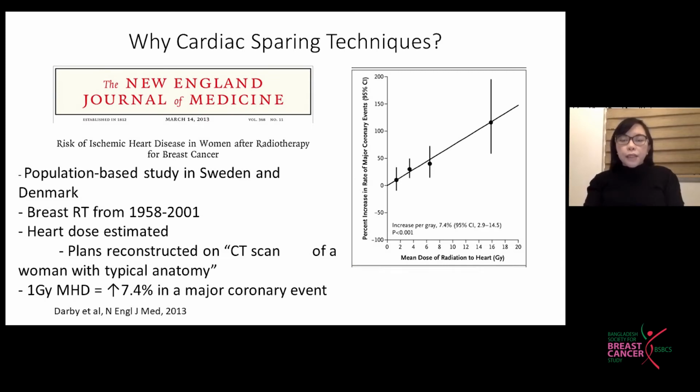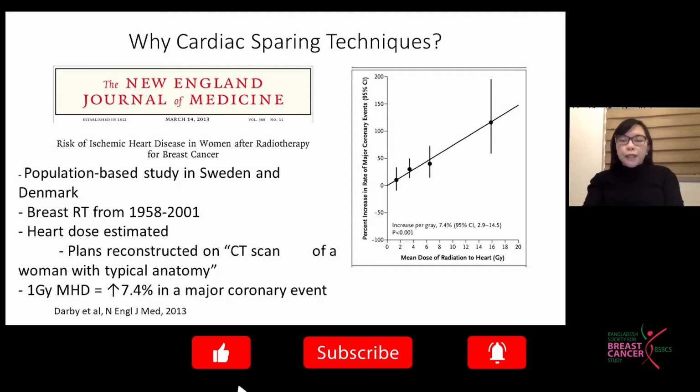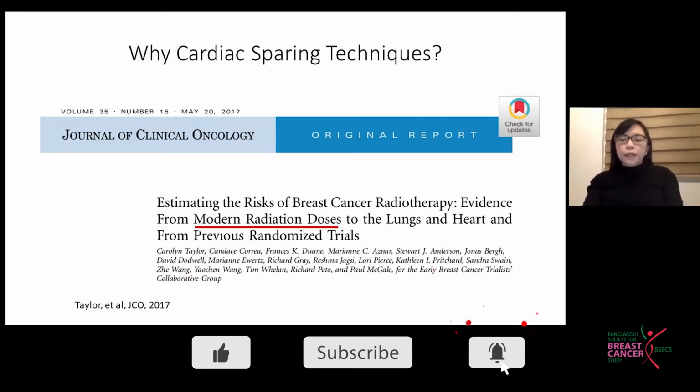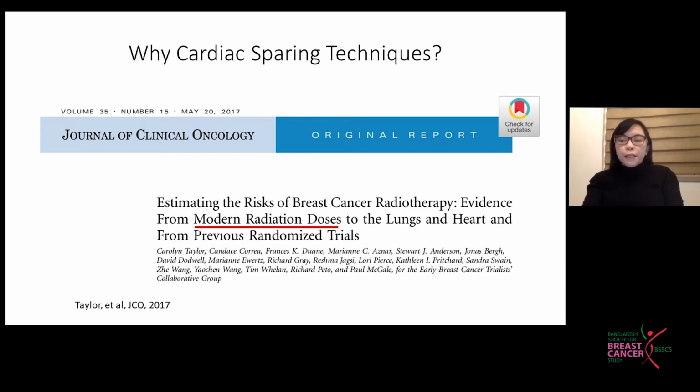This was a study from the New England Journal of Medicine that was highly publicized back in 2013. It's a population-based study of over 2,000 women in Sweden and Denmark looking at breast radiotherapy from 1958 to 2001. It demonstrated that for every increase in 1 gray mean heart dose, there was a 7.4% increase of a major coronary event.